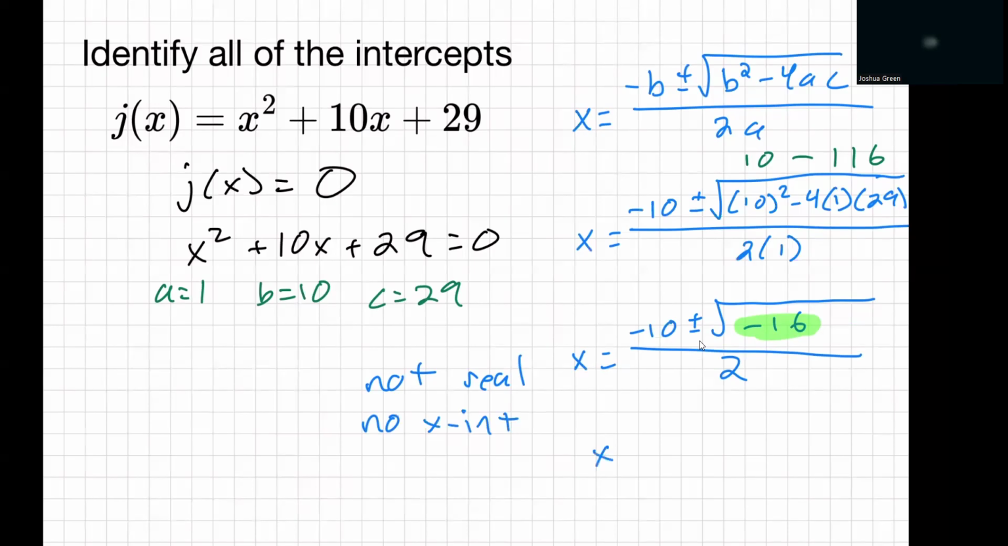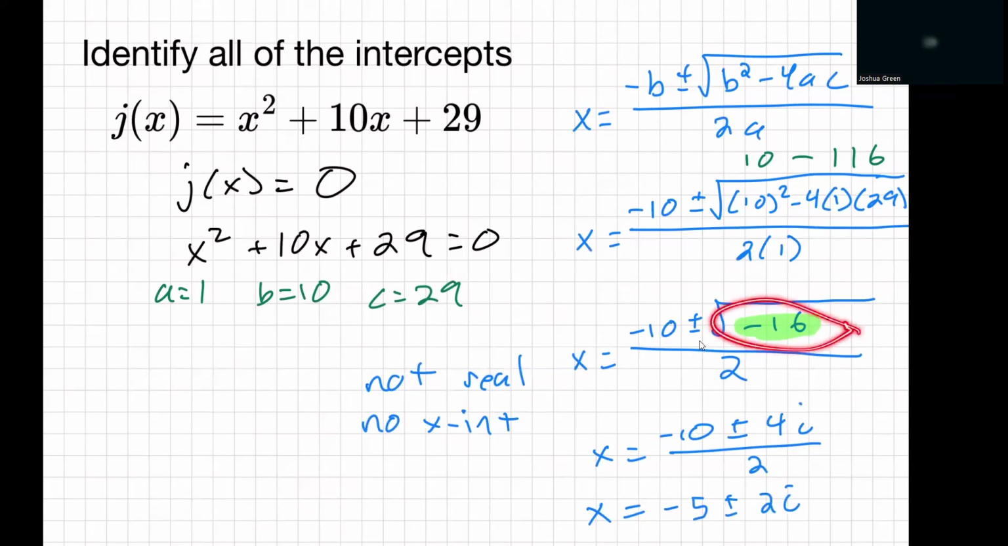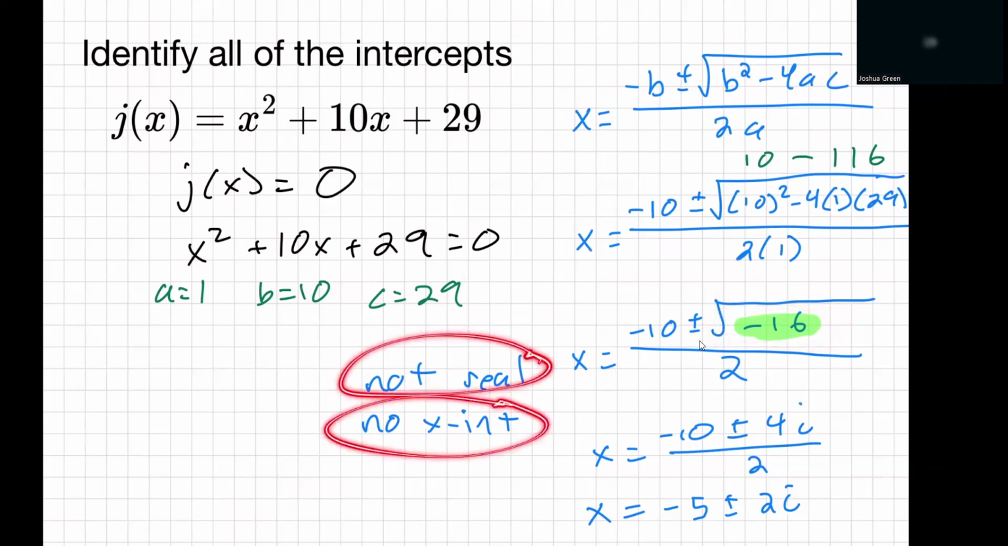But know that you could go through and simplify this more by saying -10 plus or minus 4i all over 2. And then separating the 2 to both parts. -10 divided by 2 gives us -5. And then the 4 divided by 2 gives us 2i. So it's the same thing we found before. But make sure to note that when you're using the quadratic formula, if you get a negative under the square root, you don't need to proceed any further. You could just say, hey, that's not going to be real. We won't have any x-intercepts because that was our objective here.